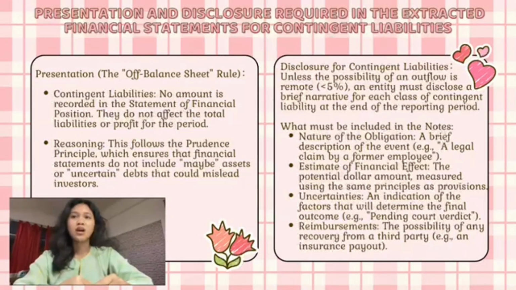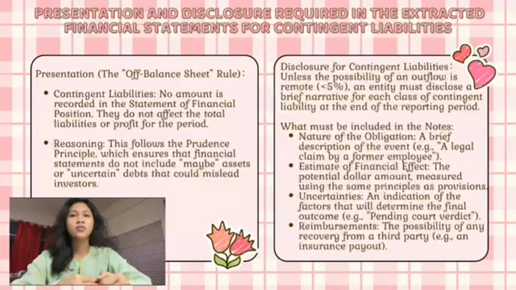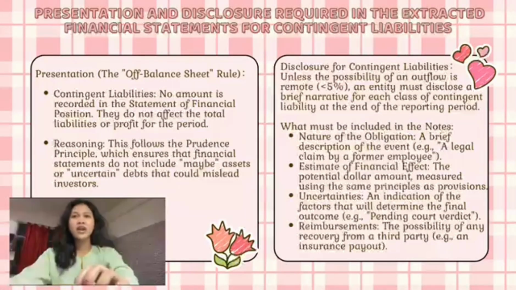Regarding disclosure, unless the possibility of an outflow is remote, meaning less than 5%, an entity must disclose a brief narrative for each class of contingent liability at the end of the reporting period. The notes must include the nature of the obligation, such as a legal claim from a former employee; an estimate of financial effect, showing the potential dollar amount measured using the same principle as a provision; uncertainties, indicating the factors that will determine the final outcome, like a pending court verdict; and reimbursement, noting the possibility of any recovery from a third party, such as an insurance payout.